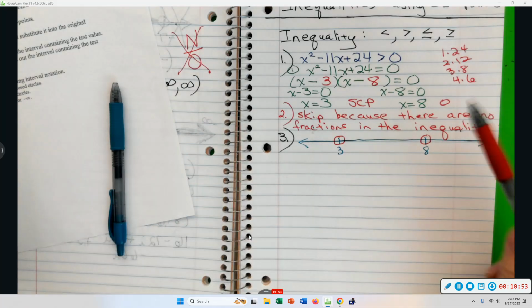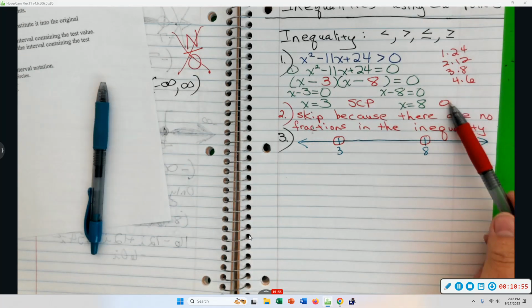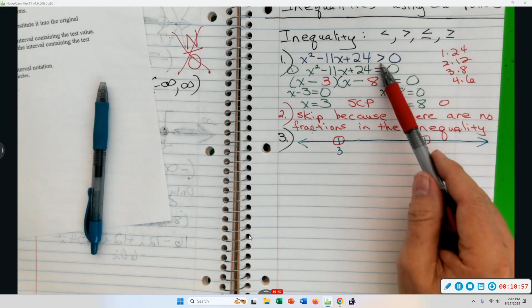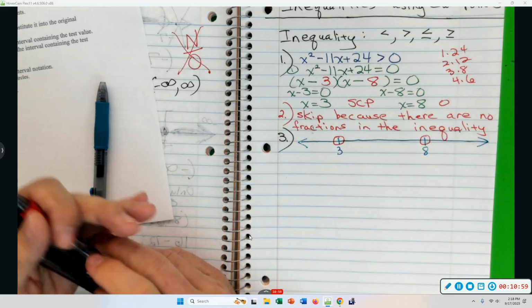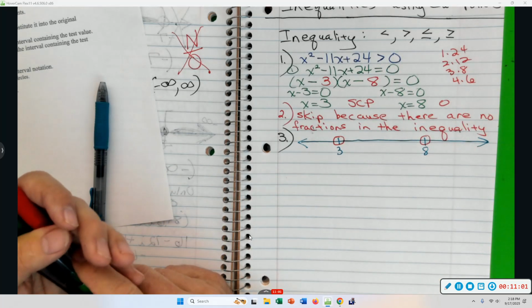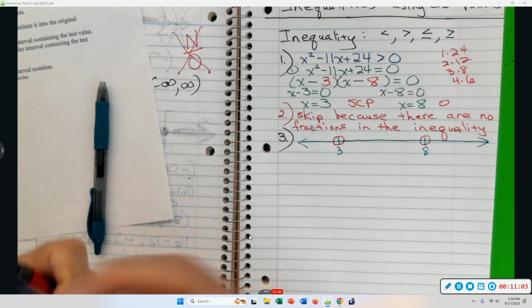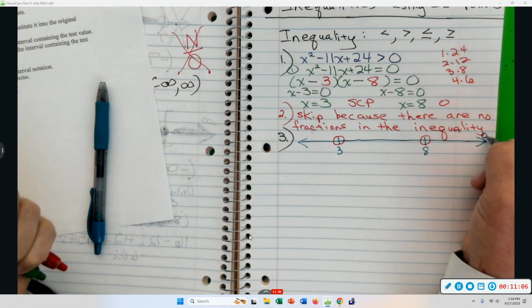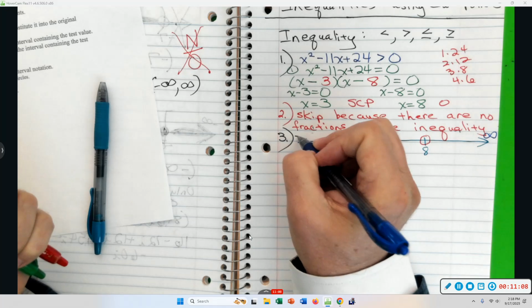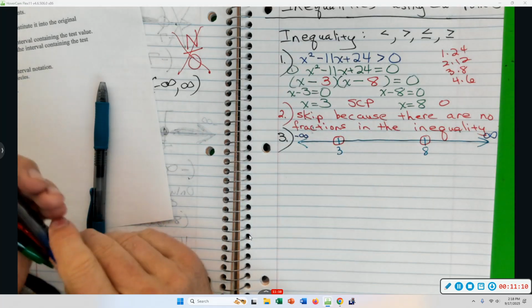We said to use open circles because there's no equality on the original problem. Do you want to put infinities? Remember, this is an infinity over here. Over here on the left, we have a negative infinity.